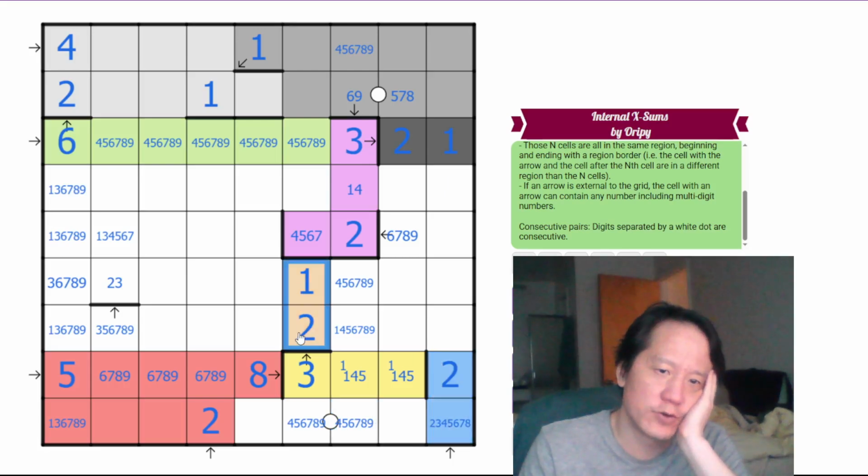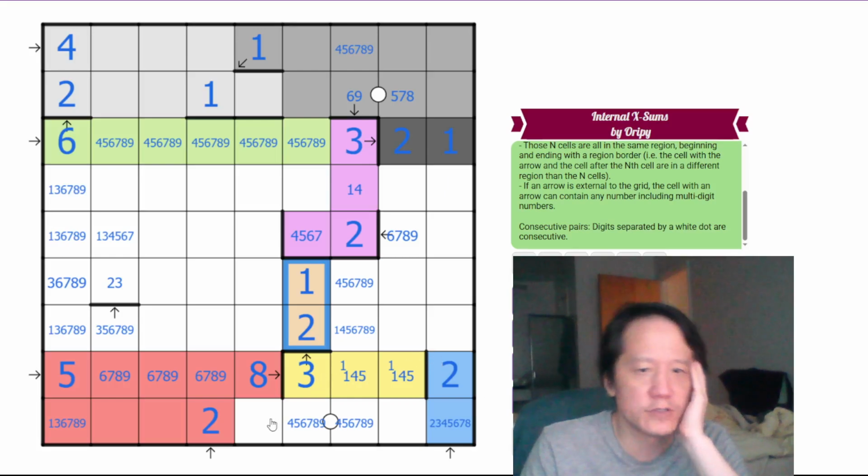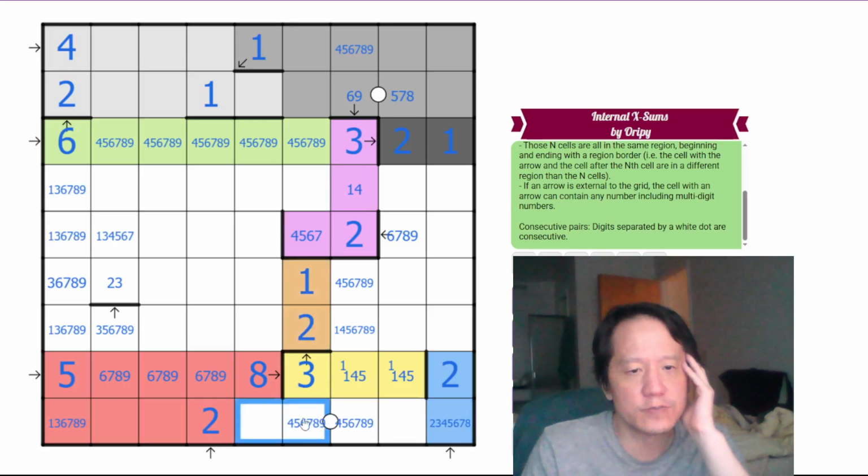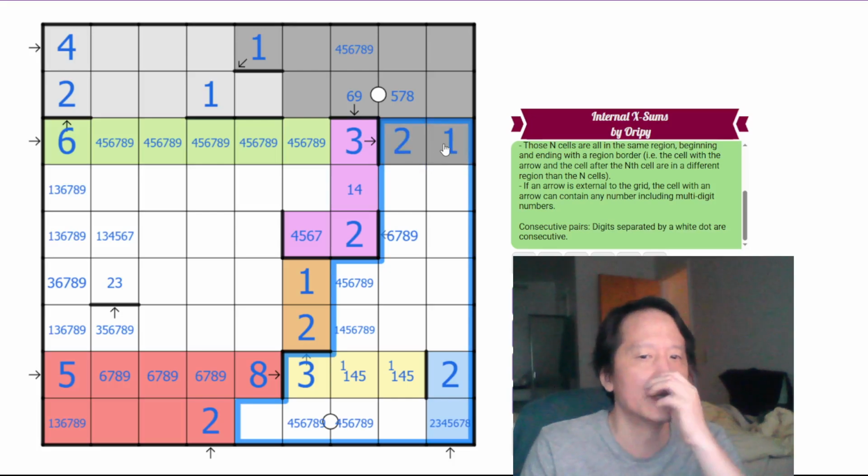Blue cannot be part of this orange. This is separate. Okay, so how many digits are this? 1, 2, 3, 4, 5. 1, 2, 3, 4, 5, 6, 7, 8, 9, 10, 11, 12, 13, 14, 15, 16, 17, 18, 19, 20, 21. So this is too small.